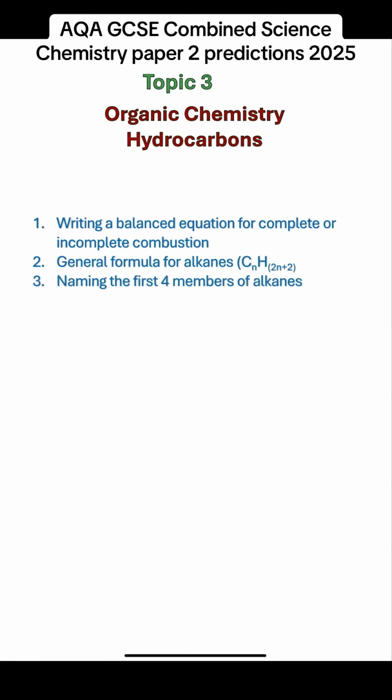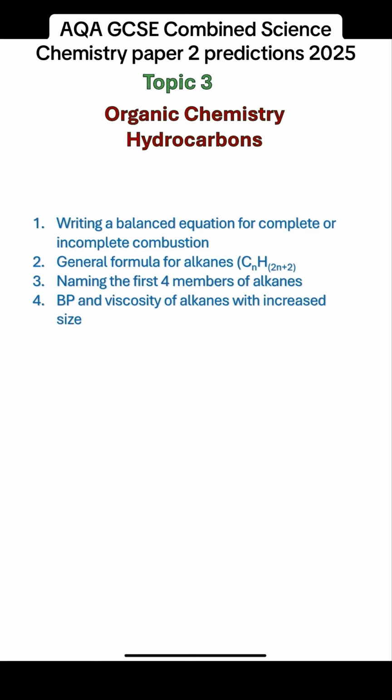Topic 3 is organic chemistry, and for your specification, you only need to know hydrocarbons. So mostly they will ask you to write a balanced equation for complete or incomplete combustion, and they probably are going to ask you about the general formula for alkanes, which is CnH2n+2. It's almost certain in each and every exam, they ask you to name one of the first four members of alkanes, so you should familiarize yourself with naming the first four members of the alkanes.